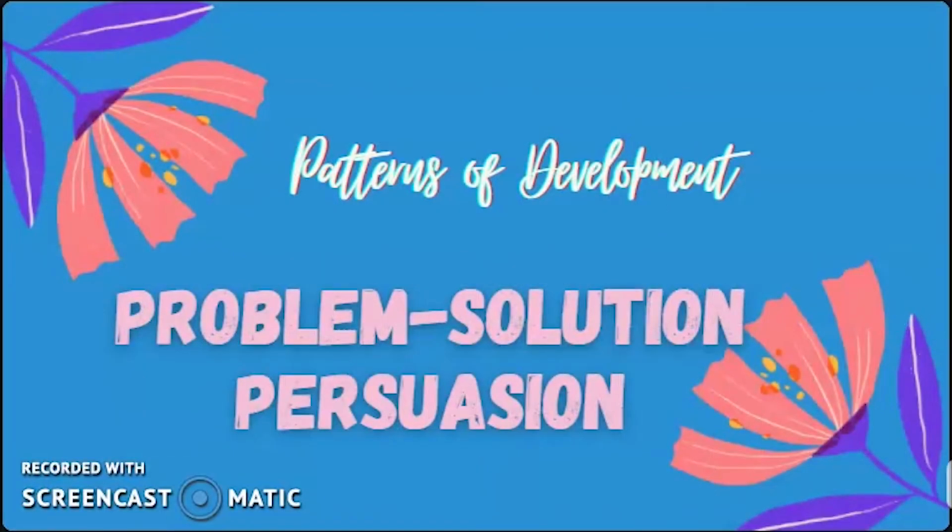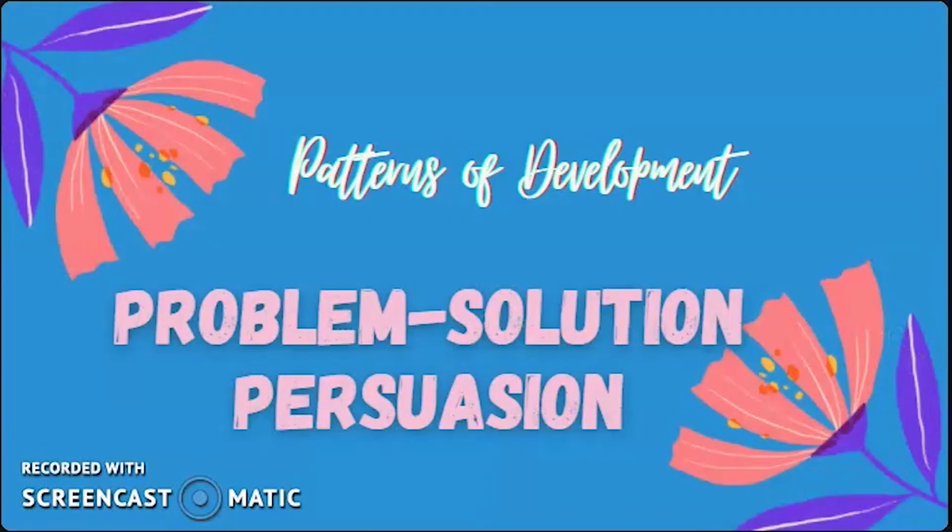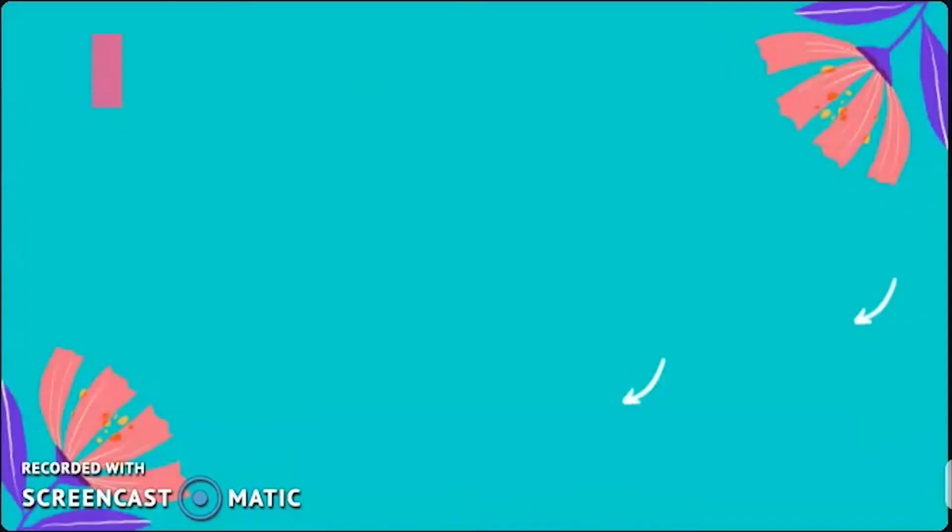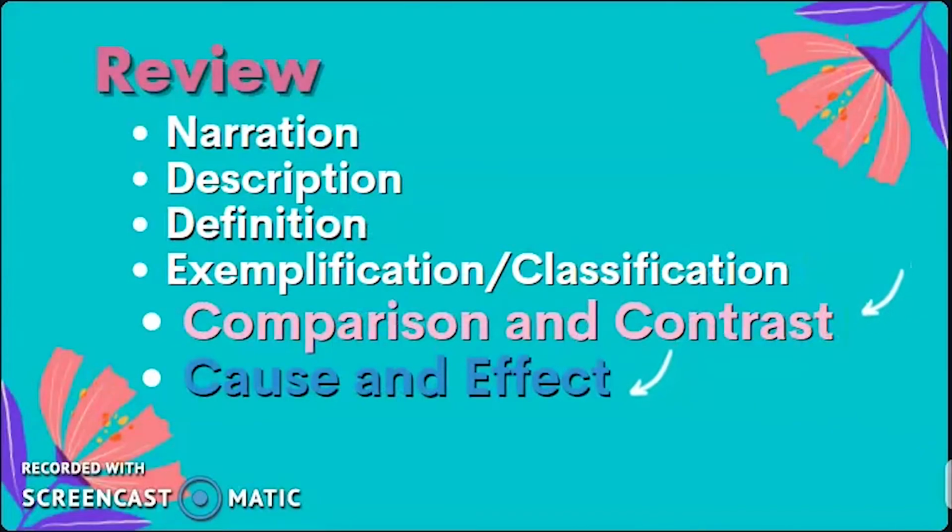This week's lesson is all about the last two patterns of development, which are problem solution and persuasion. But before that, let's have first a recap. Last week, we discussed the different patterns of development such as narration, description, definition, exemplification, and classification. And just last week, we discussed comparison and contrast and cause and effect.